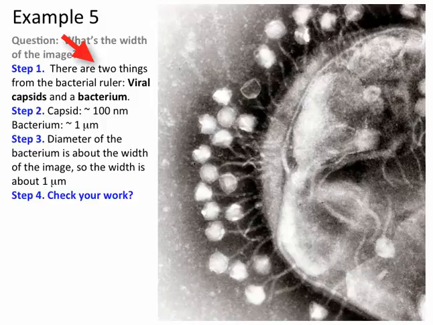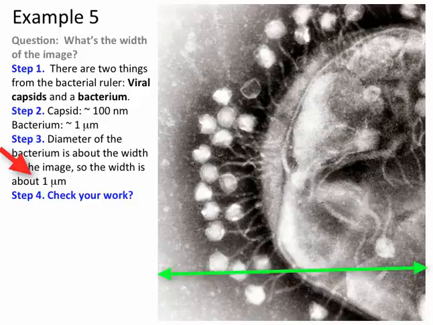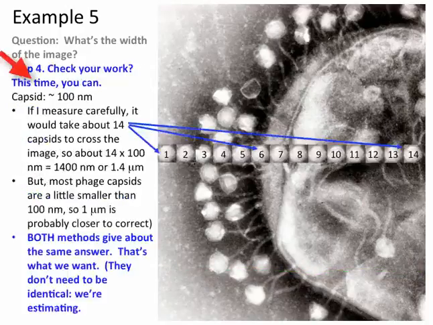Here, there are two things from the bacterial ruler: viral capsids and a bacterium. On the bacterial ruler, a capsid is about 100 nanometers, and a bacterium is about 1 micron in diameter. The diameter of the bacterium is about the width of the image, so the width of the image should be about 1 micron. Can we check our work?